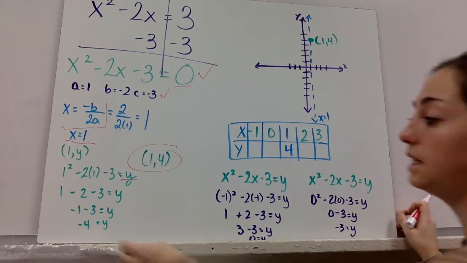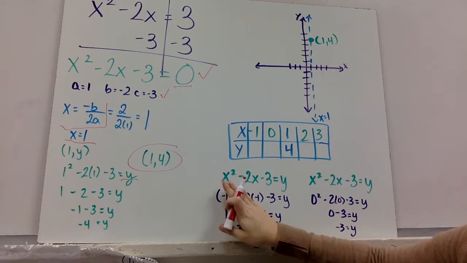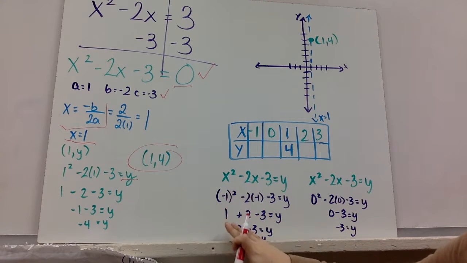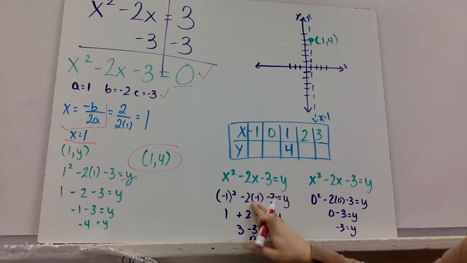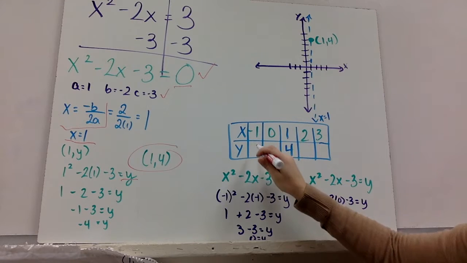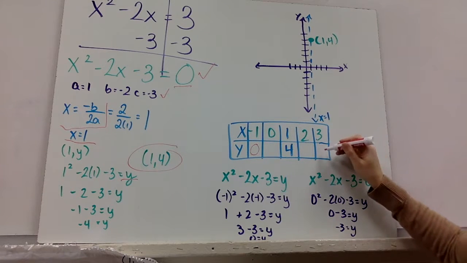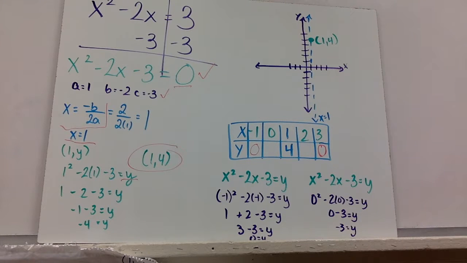When I plug in -1 for x, go ahead and do so, by the way. You can always pause the video. -1 for x, I get -1 squared, that's 1. -2 times -1 is +2. 1 and 2 is 3. 3 minus 3 is 0. So when x is -1, y is 0. That also means when x is 3, y is 0.